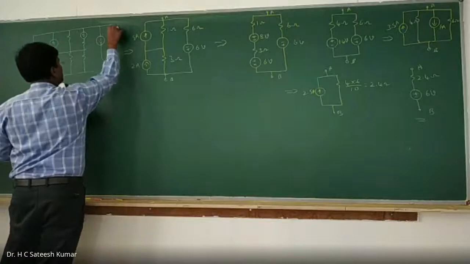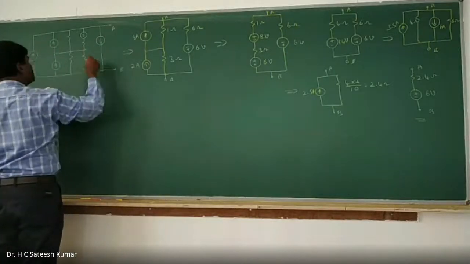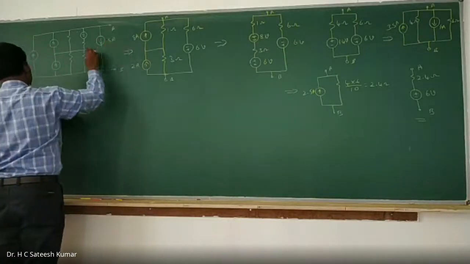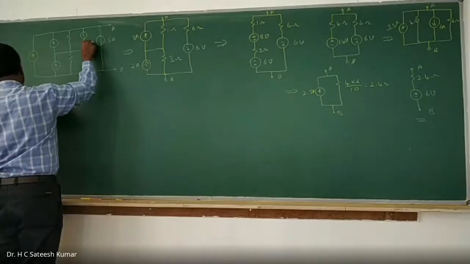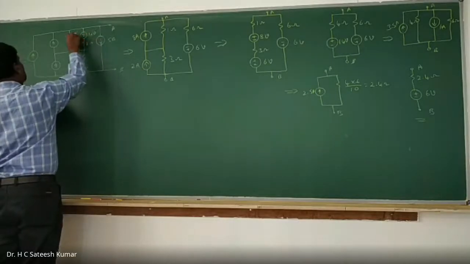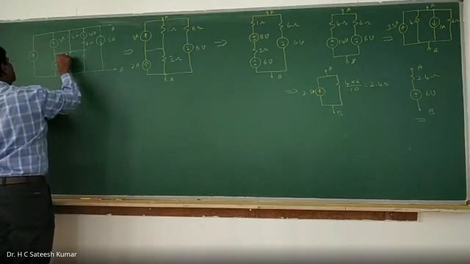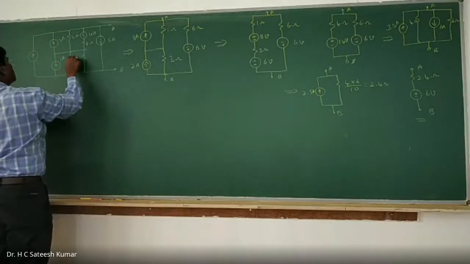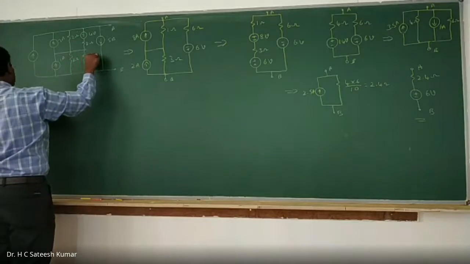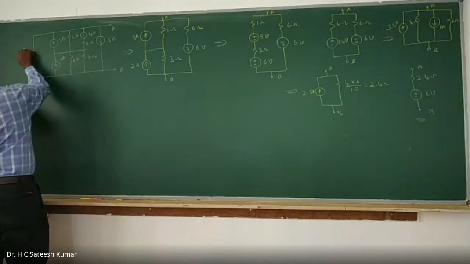This is A, this is B. This is 5 amps downwards, 2 ohms, 4 volts, 2 ohms, 2 amps, 1 amp, 2 ohms, 2 ohms, 3 amps.